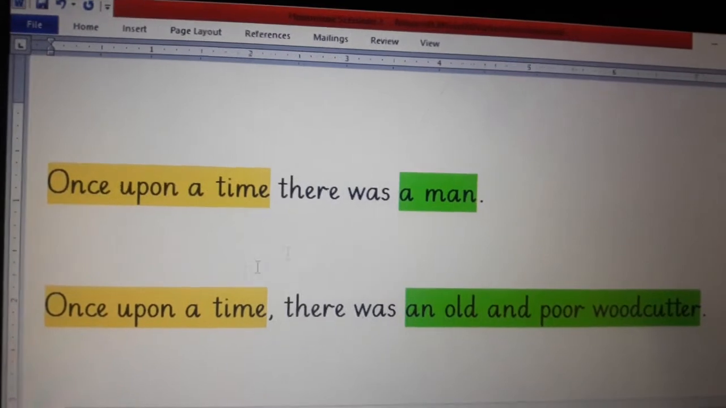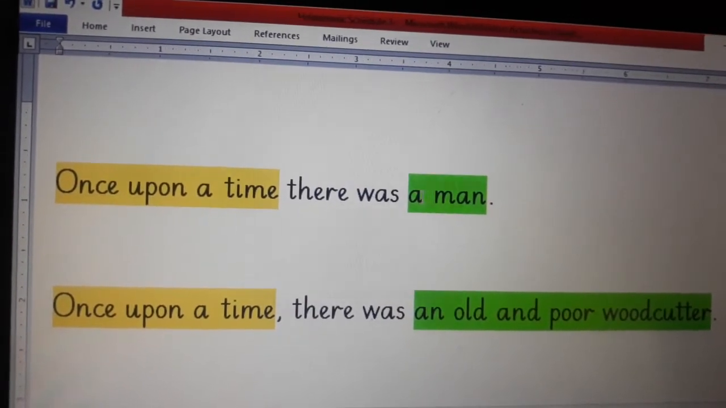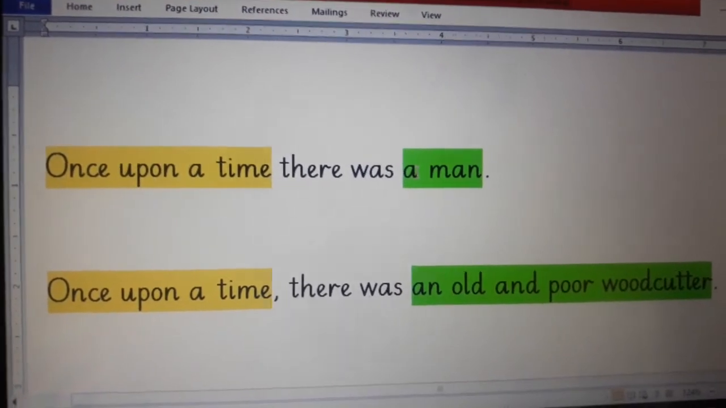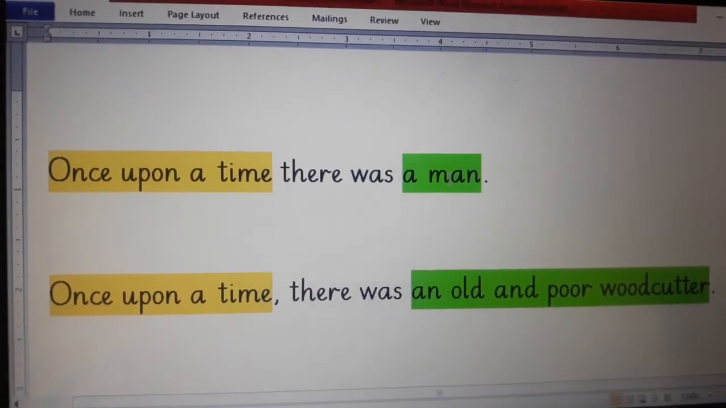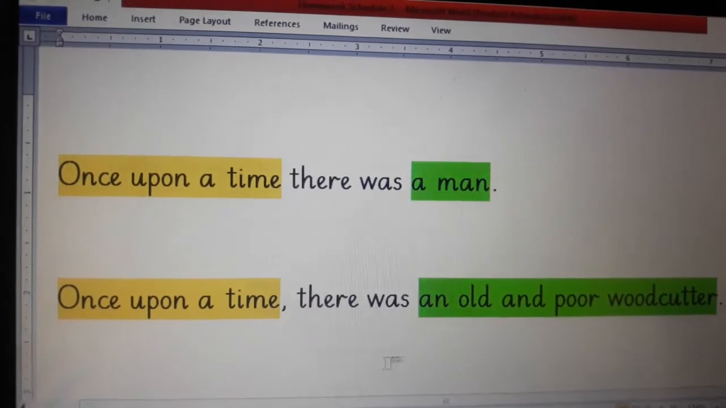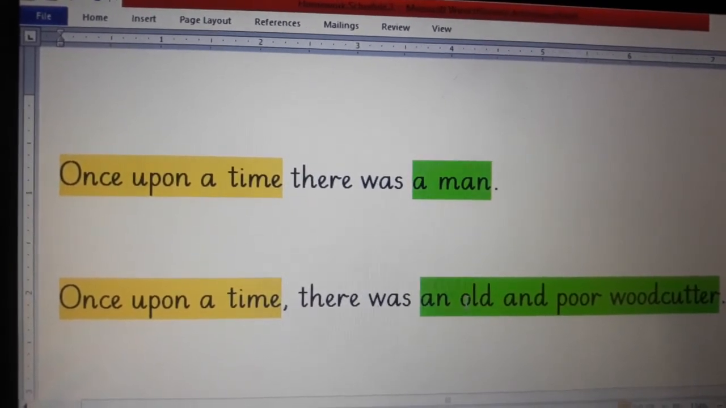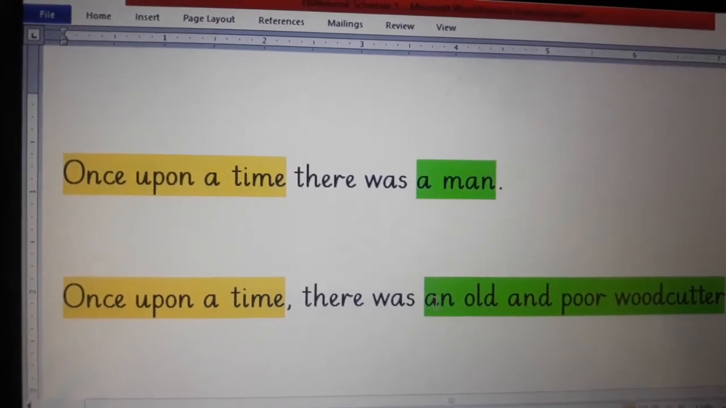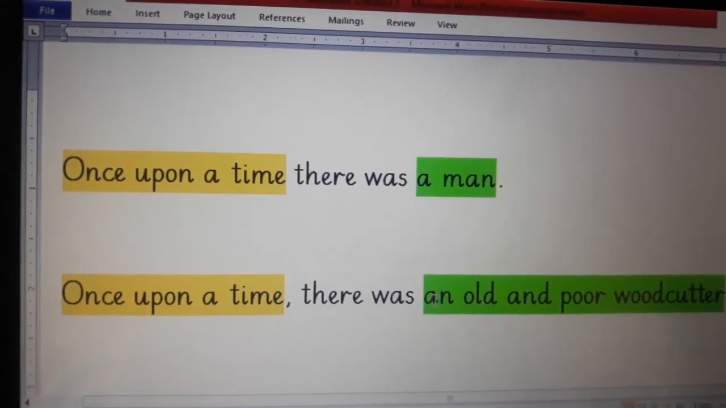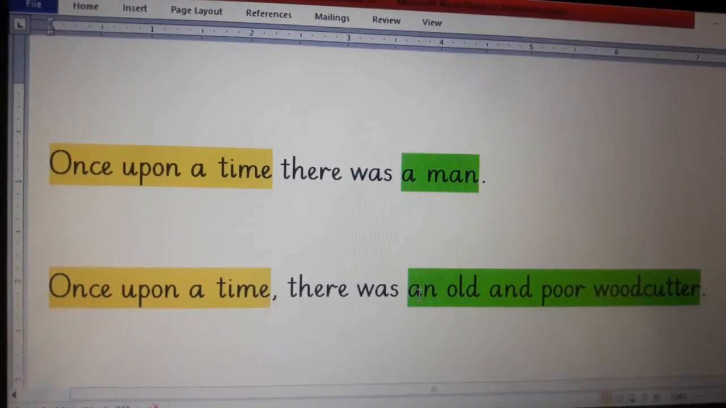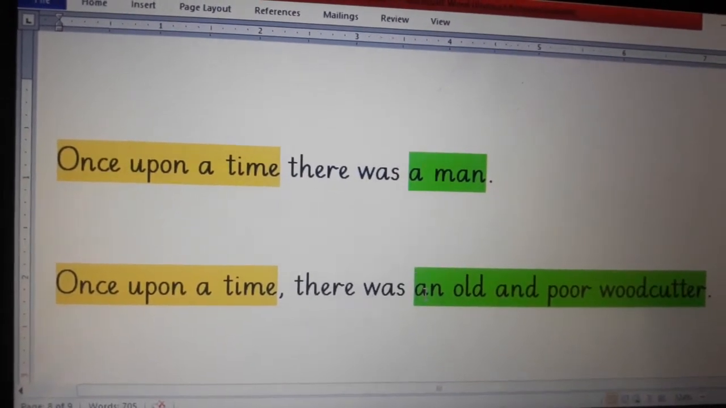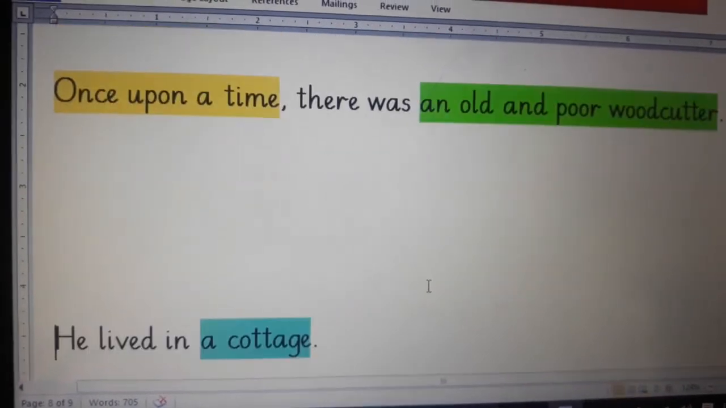One important thing, you must take into account what articles you are using with your nouns. Here it's a man. And when you are adding adjectives with it, O is a vowel sound, so it will be an here. An old and poor woodcutter. Right? So, in the same way, I have selected another sentence.